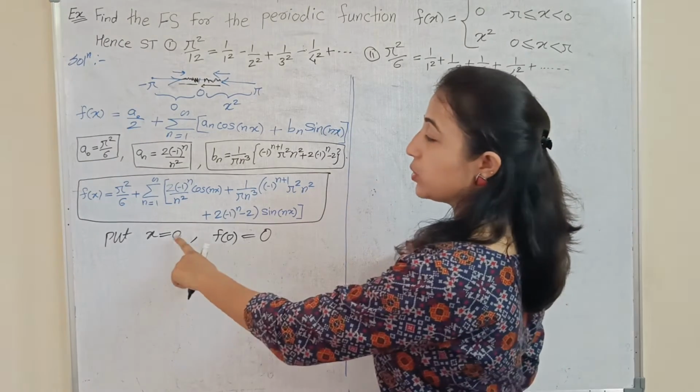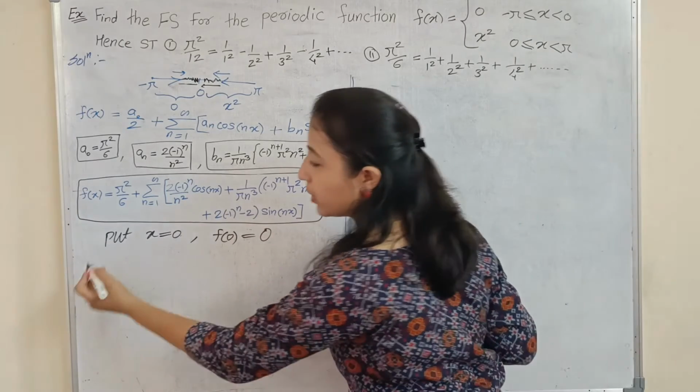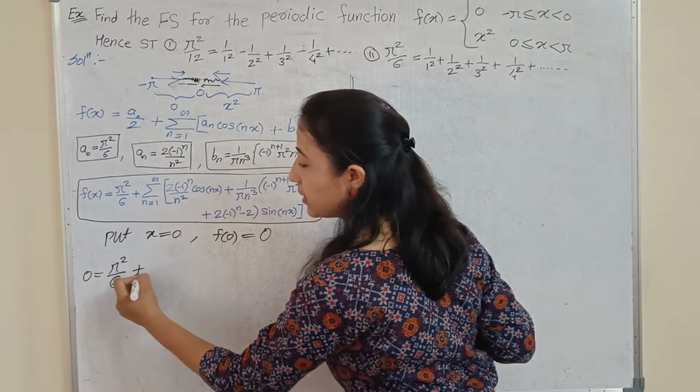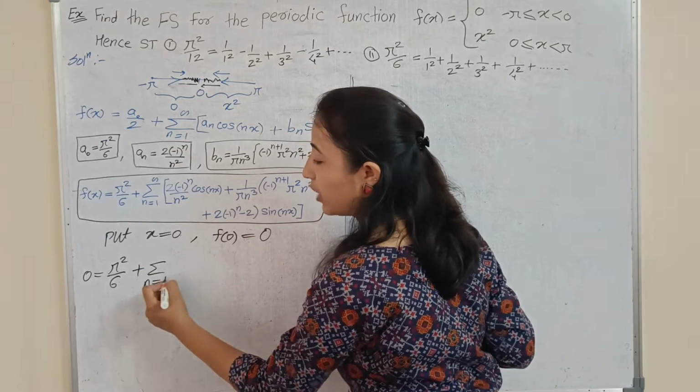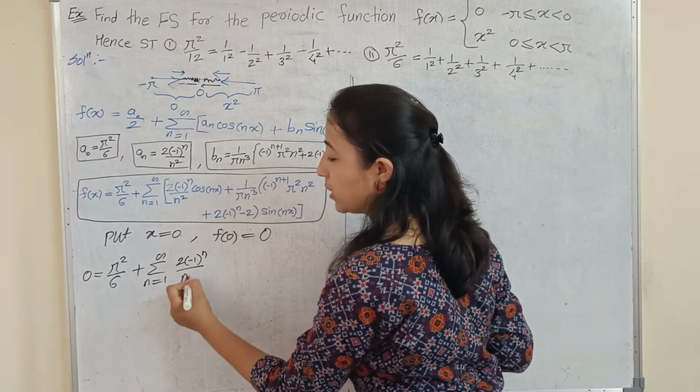If we put x equals to 0 in this Fourier series formula, the left hand side is 0 because f of 0 is 0. Right hand side is pi square by 6 plus summation n varies from 1 to infinity of (-1)^n by n square.